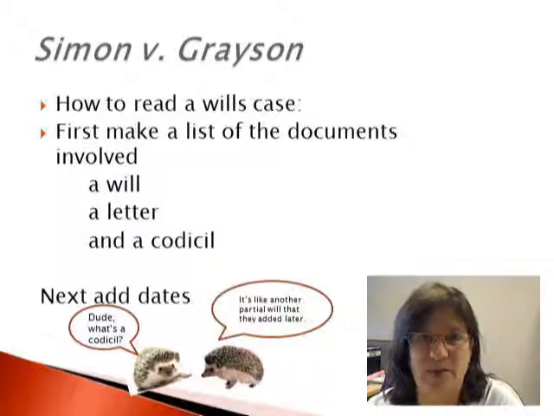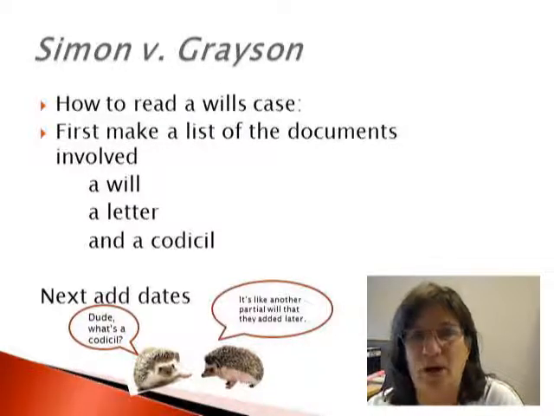Let's look at Simon versus Grayson. Now, first thing, I know we did this in class too. When you read a wills case, make a list of the documents involved. So in this one, there was a will, a letter, and a codicil.